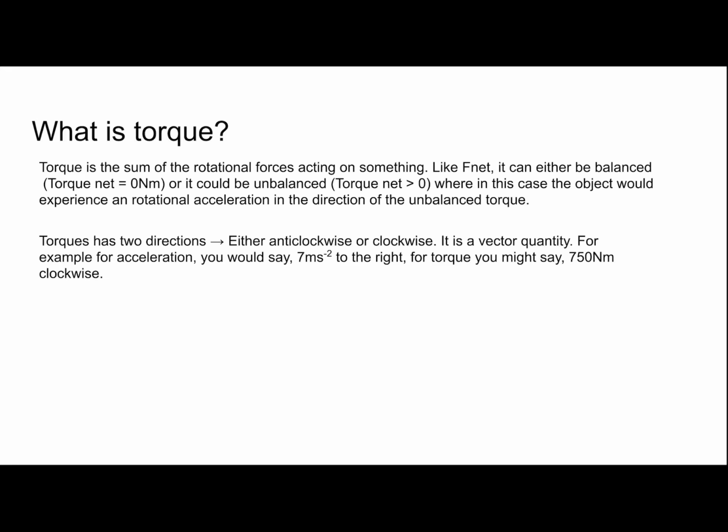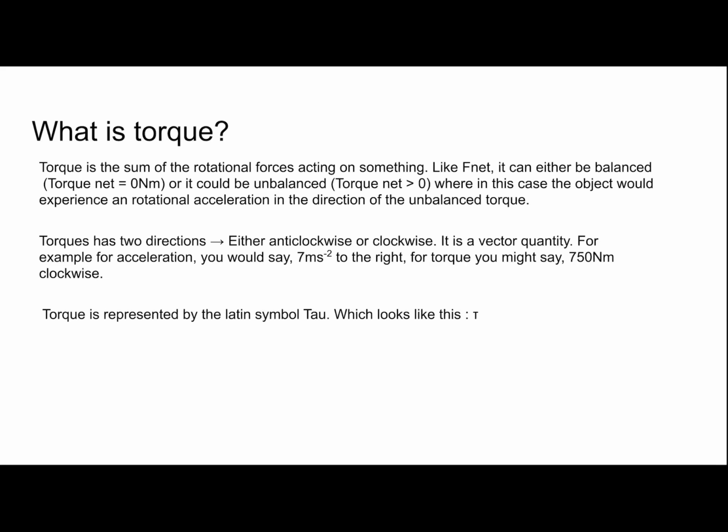Like Fnet, you can say Fnet is, for example, 5 newtons to the right, but torque is more of a rotational force, so you have to think of it more like spinning. So it's not up, down, left, or right. It's clockwise and anti-clockwise. So there's two directions, clockwise or anti-clockwise, and an example would be 750 Newton meters clockwise. That means there is an unbalanced torque of 750 Newton meters in the clockwise direction. And because there is this unbalanced torque, there is also a rotational acceleration in the clockwise direction.